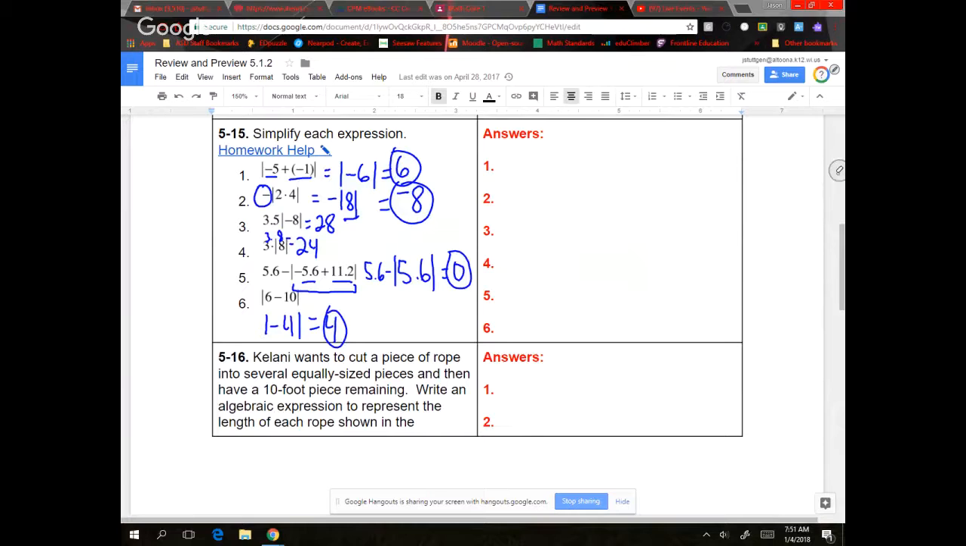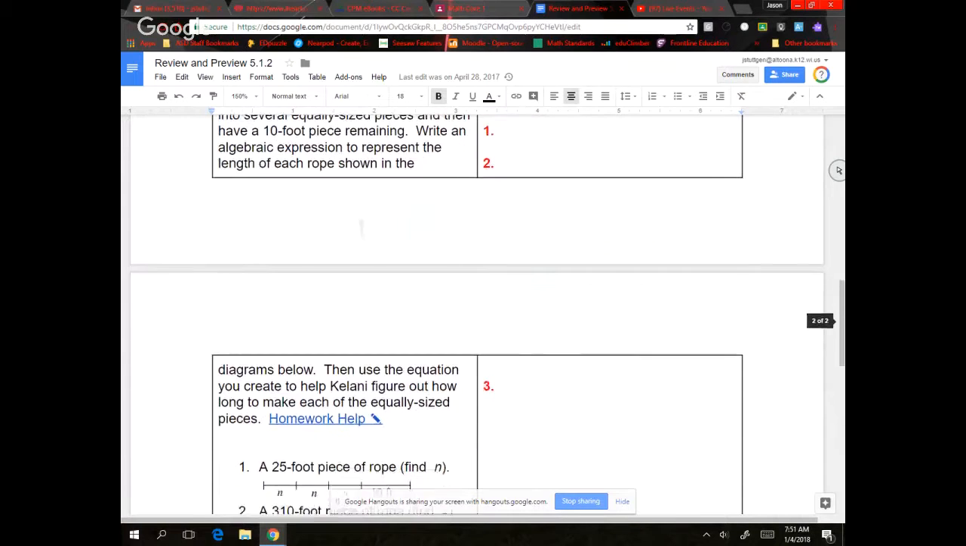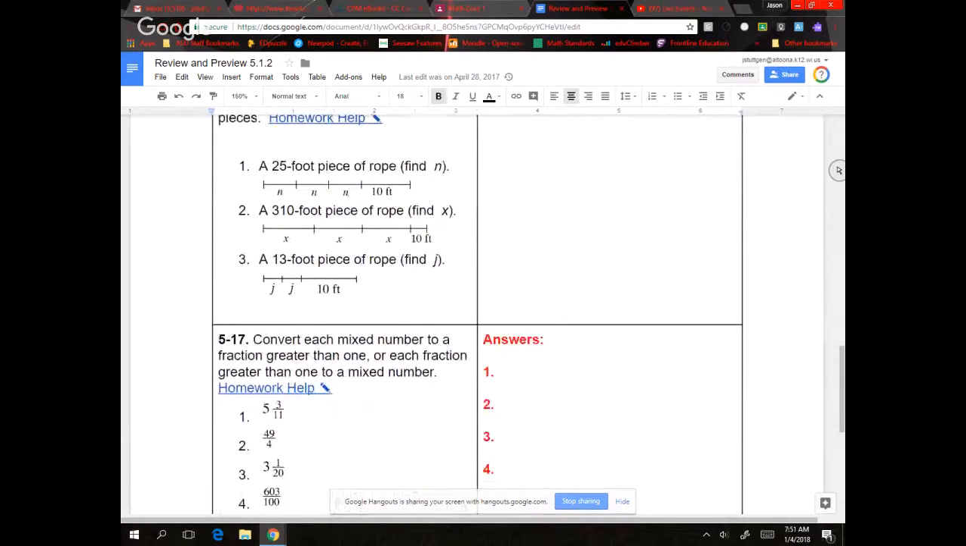Okay, moving on to I think this is the last one. We might have one more, I don't remember. Okay, oh, the ropes. All right, these are the keys here. It tells you how long each rope is. That is the whole key to solving these.